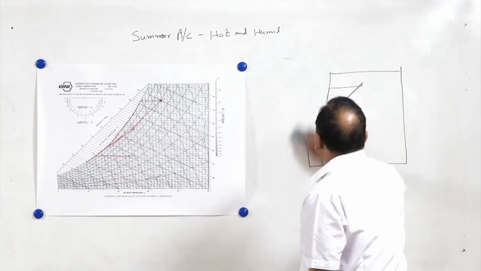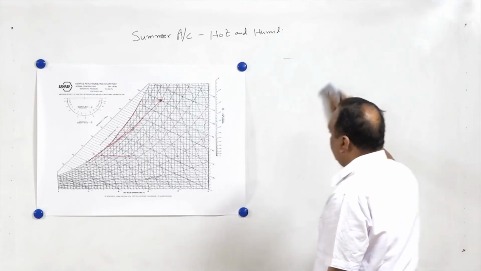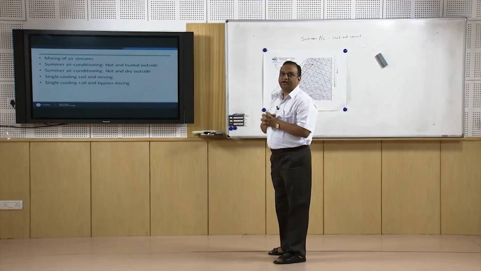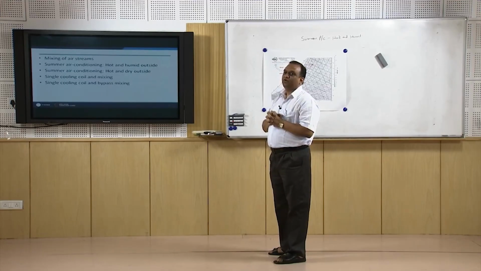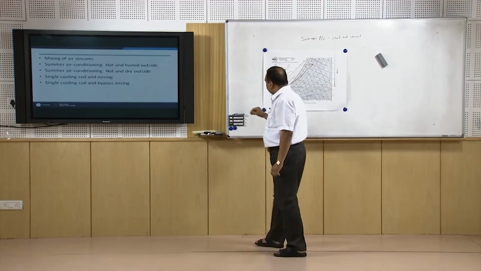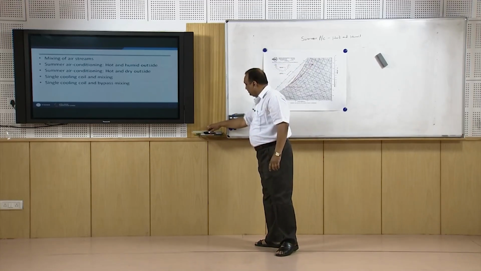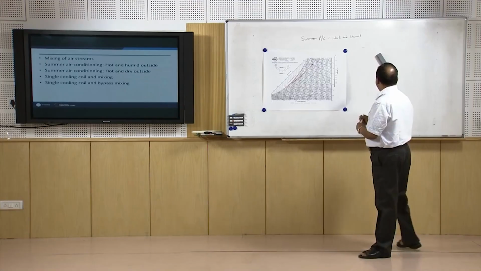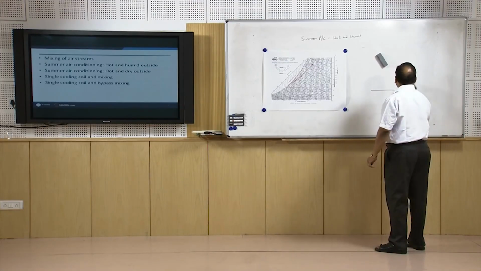Now, another type of climate is the climate where the weather is hot and dry outside. Before I start this hot and dry weather, we should understand what will happen if I mix two streams.